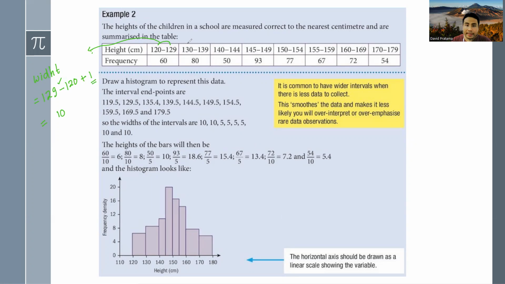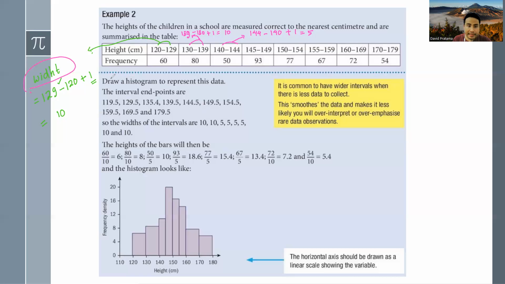Then 130 to 139. How about this one? 139 minus 130 plus 1. So the width is 10. How about this one? The width is 144 minus 140 plus 1. So the width is 5. Like that. That is how to find the width.